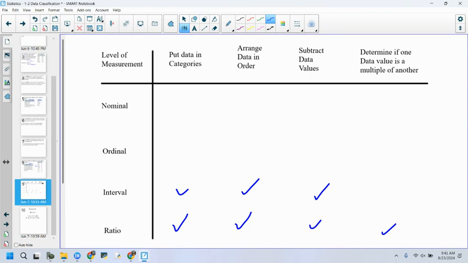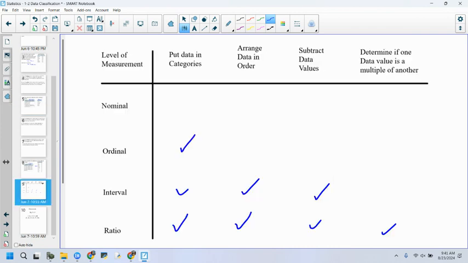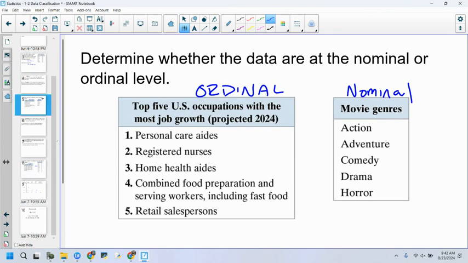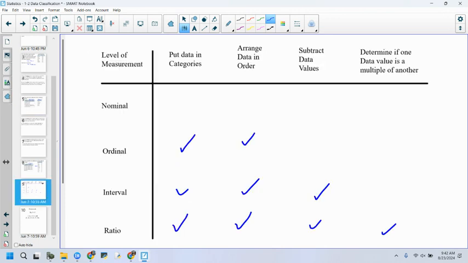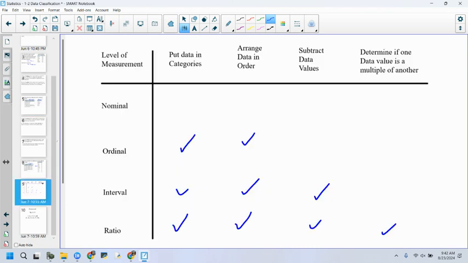Take a look at what I can do with the ordinal level. Can I put these into categories? Yeah, I guess I could. Different types of professions, I guess I could say. Yeah, I could put those into categories. Could I arrange them in order? Yeah, they are arranged in order, right? That's what makes it the ordinal level. But can I subtract? No. Like this doesn't have any meaning, something minus registered nurse. No, that doesn't make sense. Right? So that's where it drops off. Here, nominal. Put into categories. Yeah, I could put them into categories like the genres, but that's it. That's all I can do. I can't even put them in order.